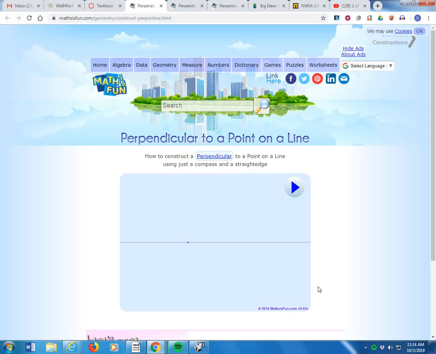Perpendicular to a point on the line. So now draw it like this. Draw a line and put a point on your line. Oh, I ran out of room. I'll get you another piece of paper. Can I have one too?